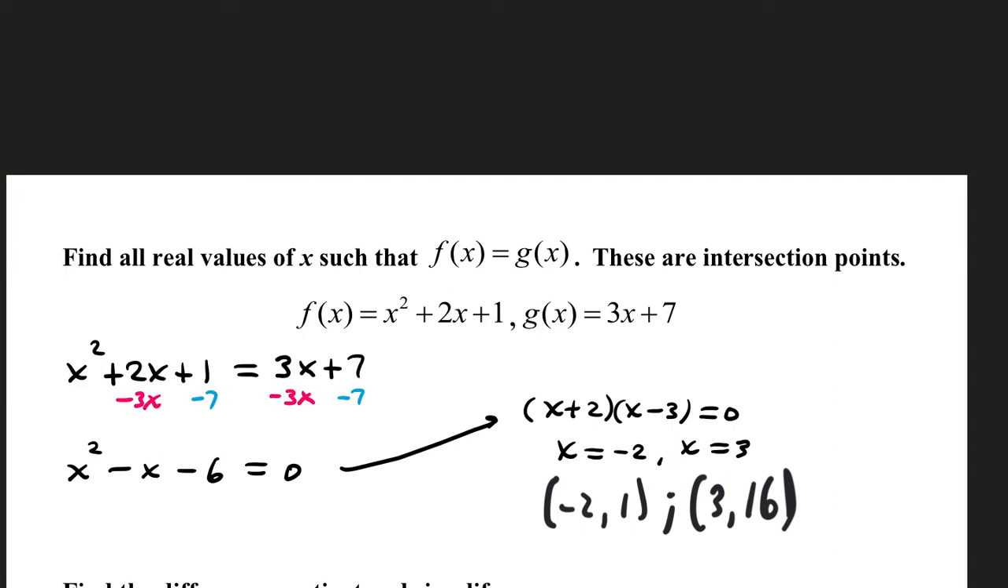Because it's the intersection of both functions, you can actually plug your x's into the simpler looking function.